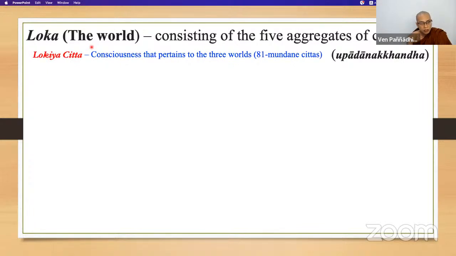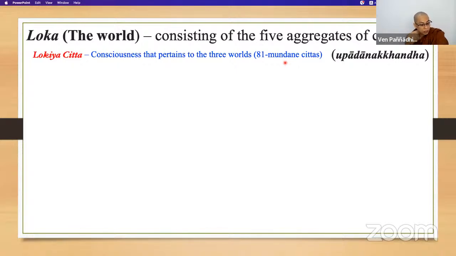And consciousness arises in the loka, in the world. There are three worlds: kama, rupa, arupa. Kama loka, the sensual plane of existence. Rupa loka, the fine material plane of existence. Arupa loka, the immaterial plane of existence. So the consciousness that arises pertaining to the three lokas is called lokiya citta. Altogether, 81 types of consciousness are called mundane consciousness, lokiya citta.